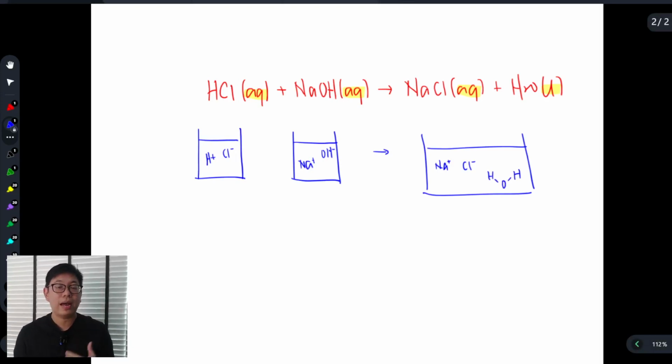Now you've got to recall that an ionic equation shows us which species or which ions actually react, and we ignore those that do not take part in the reaction. Those that do not take part are what we call spectator ions.